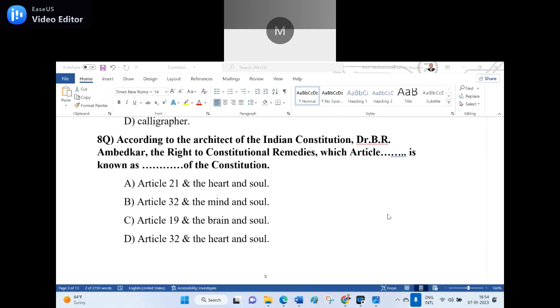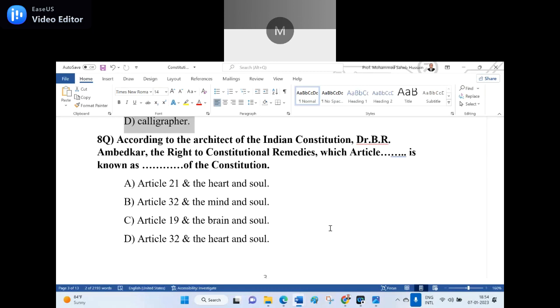Option D, sir. D. Awesome. Option D is the right answer. Article 32 and the heart and soul is the right answer. Article 32 you will find in the High Court.